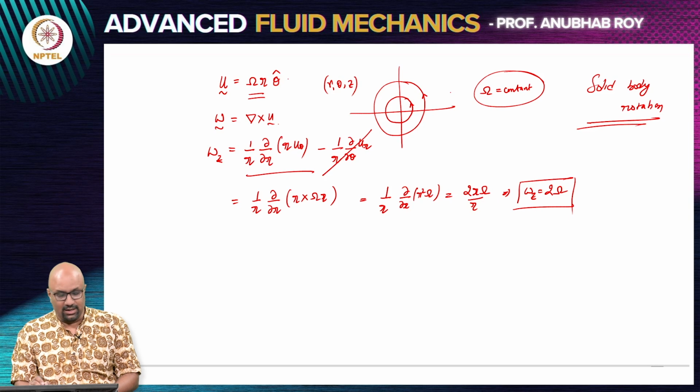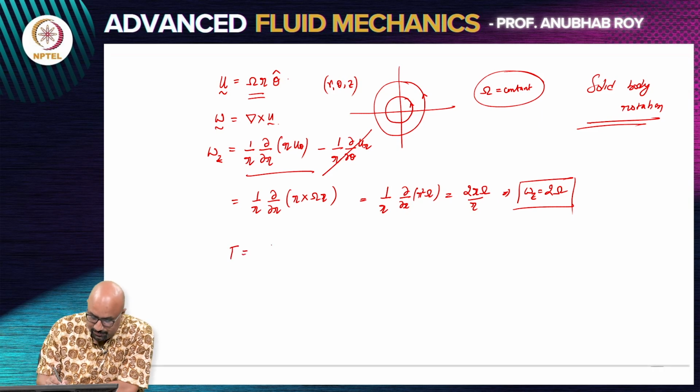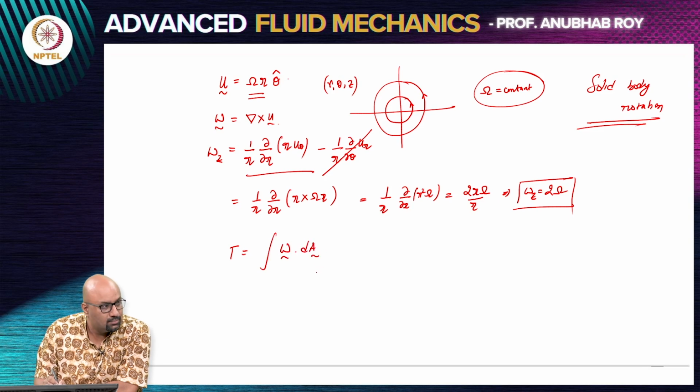So, the vorticity here is 2 omega. Now, let us try to compute the circulation. The circulation, if I use the omega dot dA definition, I will get an answer. Omega is pointing in the z direction. dA is the surface in this 2D plane, the xy plane. So, the normal to that surface is also in the z direction.